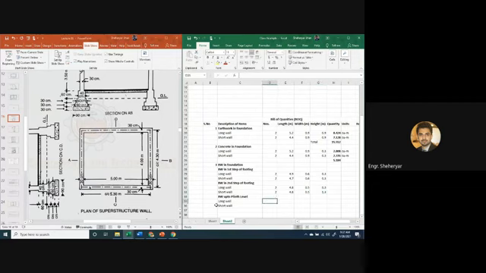Now for brickwork up to plinth level, what will be the length of long wall and length of short wall? The width of the wall is 40 centimeters now.